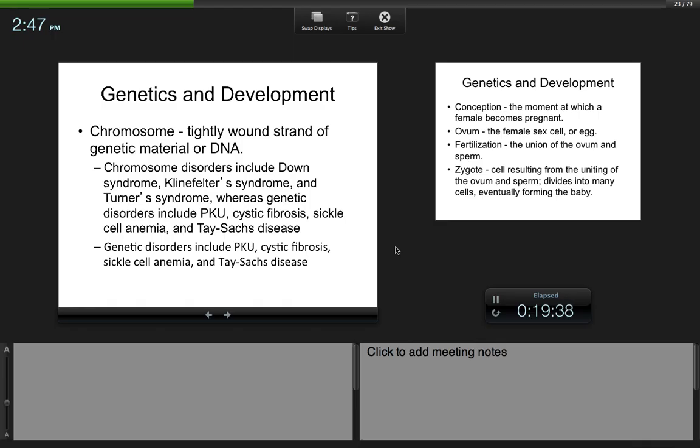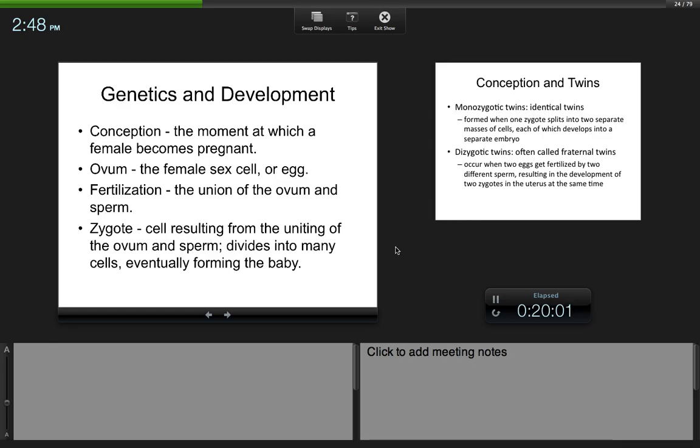I know. Okay. So looking at chromosome issues, right? We see chromosome disorders, things like Down syndrome, Klinefelter syndrome, Turner syndrome, and then we see some genetic disorders. PKU, cystic fibrosis, sickle cell anemia, and Tay-Sachs disease are all genetic-based diseases, right? Chromosomes, 23 from mom, 23 from dad.